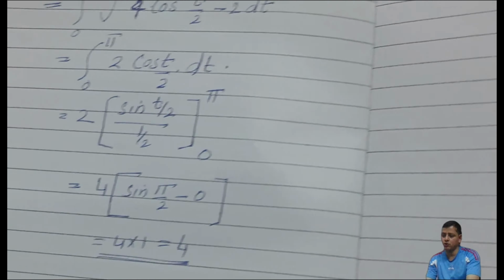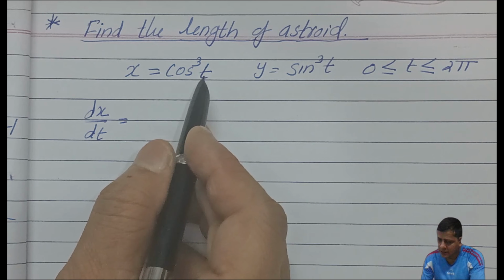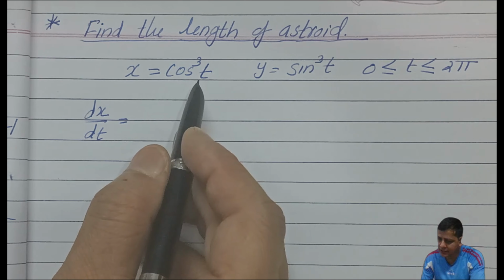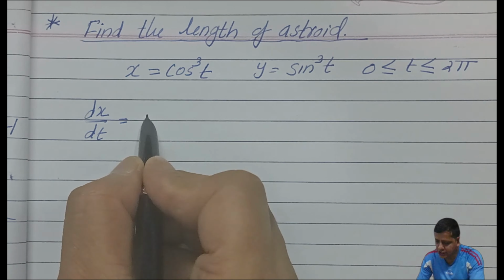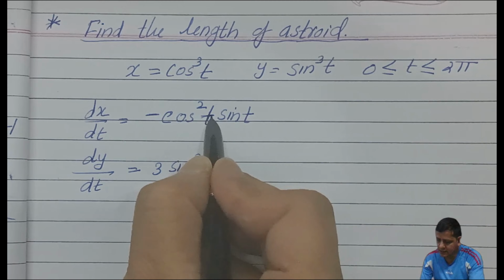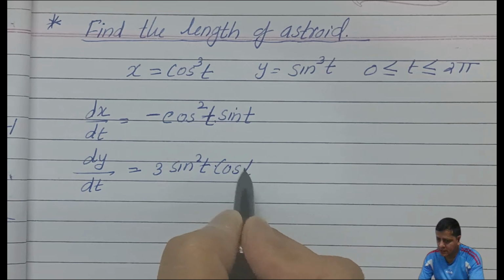So dx by dt is equal to, here I have cos to the power of 3t. That means I have to get a formula which can make this cos to the power of 3t in the form of cos and sine. So that would be 3 cos square t sine t. Let's go with differentiating it. So we get minus 3 cos square t sine t. And then we go for dy by dt. For dy by dt we had sine cube t, so sine cube t will be 3 sine square t, and here I think I missed t somewhere. So sine square t cos t.